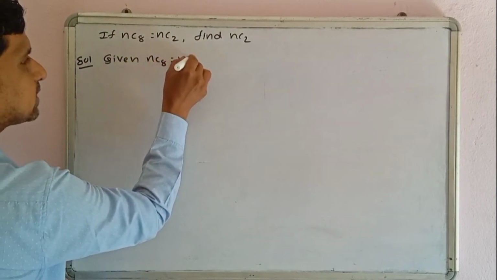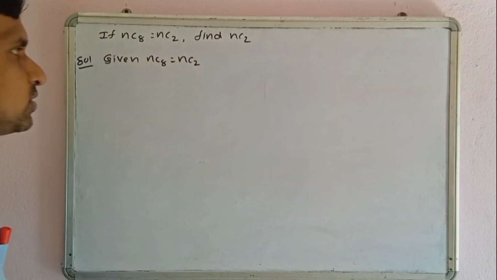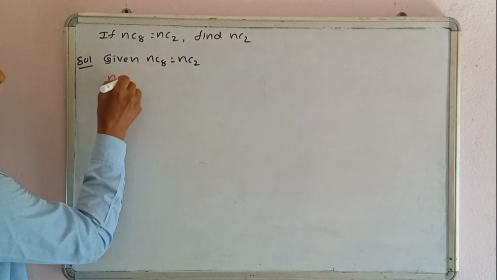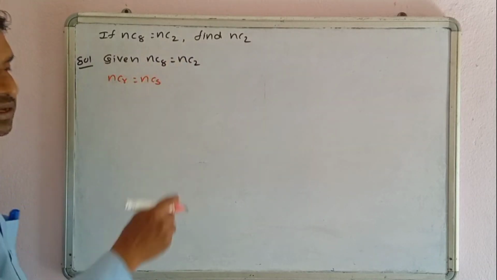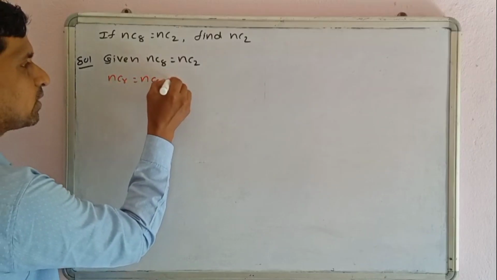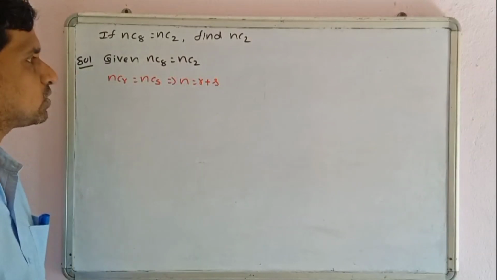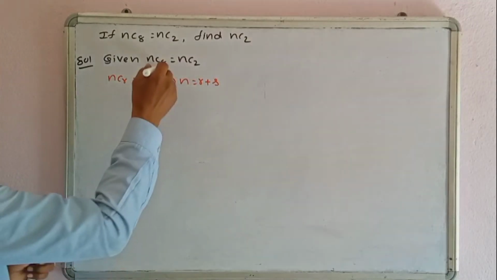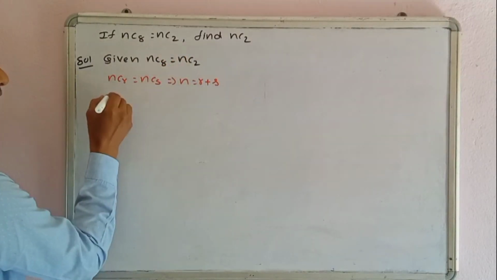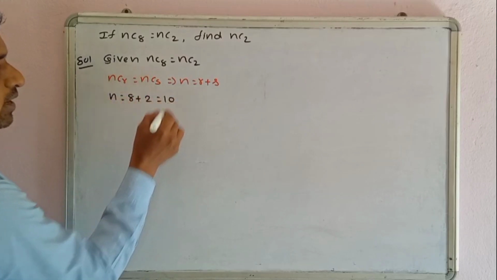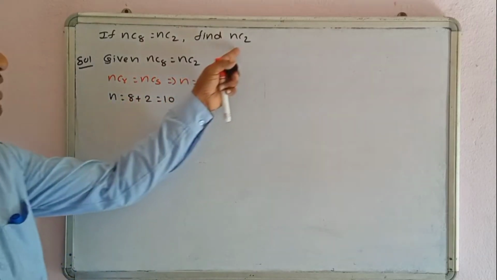Given nC8 equals nC2. See the formula: if nCr equals nCs, then n equals r plus s. Now see here, nC8 equals nC2, then n equals 8 plus 2, that is 10. Okay. Now we will find nC2.